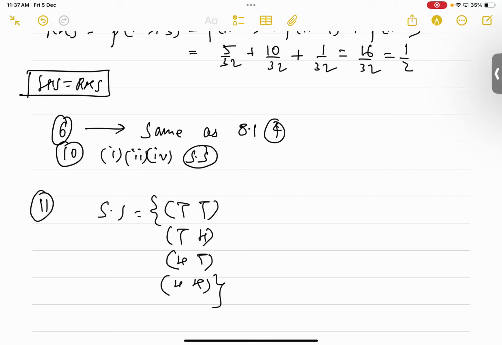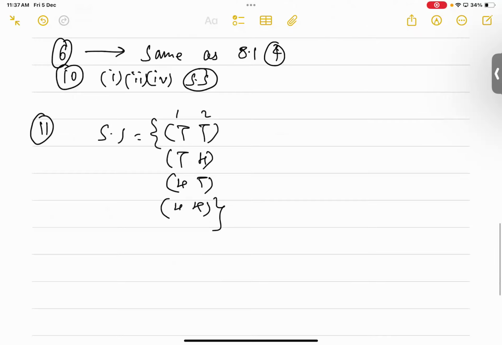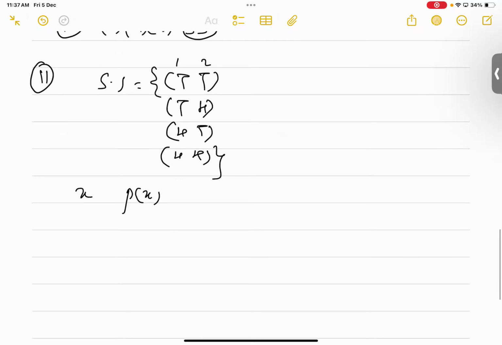A player is tossing 2 coins, first coin and second coin. He wins rupees 10 if two heads appear, rupees 5 if one head appears, and rupees 2 if no head appears. So first we'll find out the probability distribution and we'll write it vertically because they are asking mean and variance.